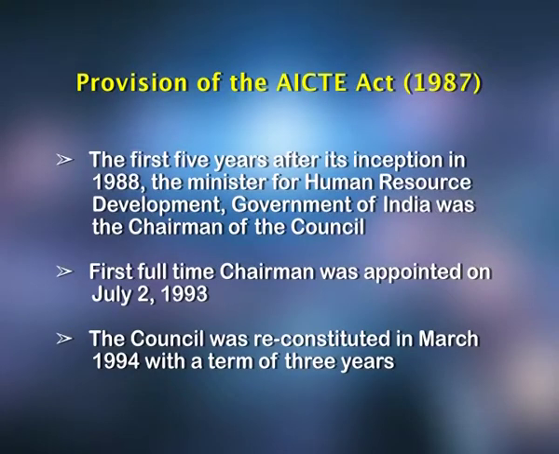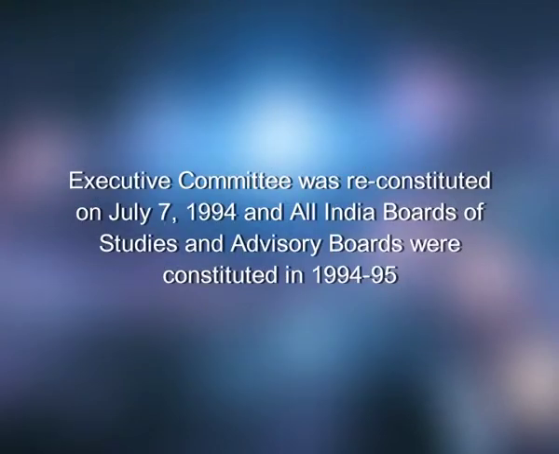As per the provision of the AICTE Act 1987, for the first 5 years after its inception in 1988, the Minister for Human Resource Development, Government of India, was the chairman of the council. The first full-time chairman was appointed on July 2, 1993, and the council was reconstituted in March 1994 with a term of 3 years. The Executive Committee was reconstituted on July 7, 1994, and All India Boards of Studies and Advisory Boards were constituted in 1994 to 95.